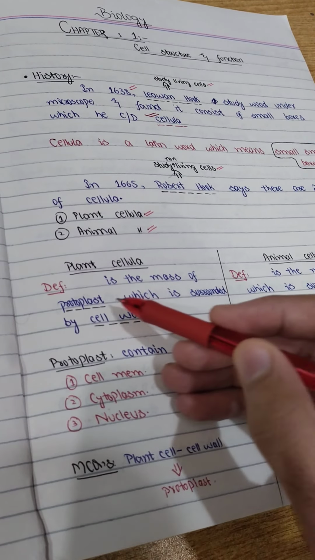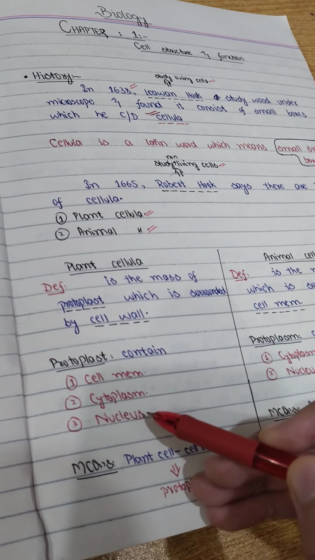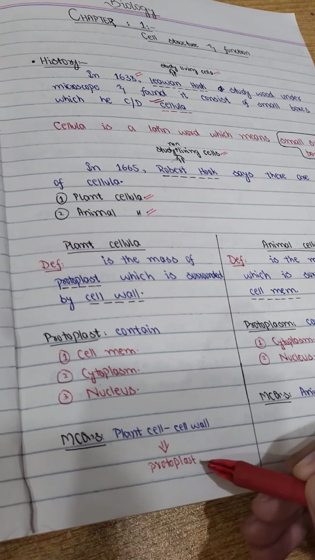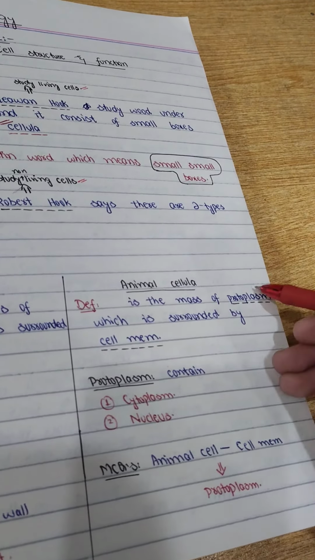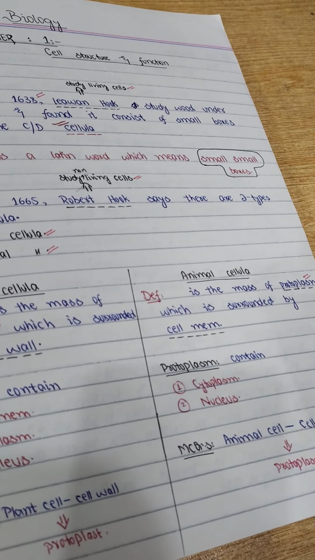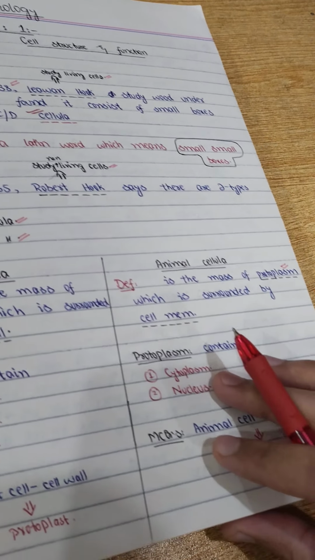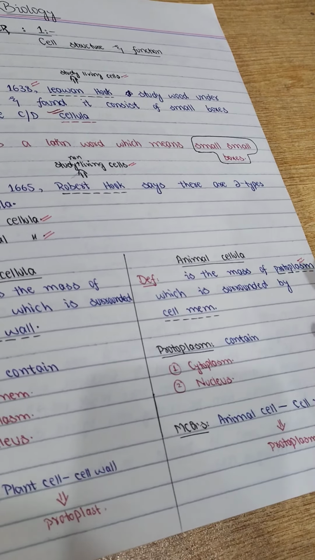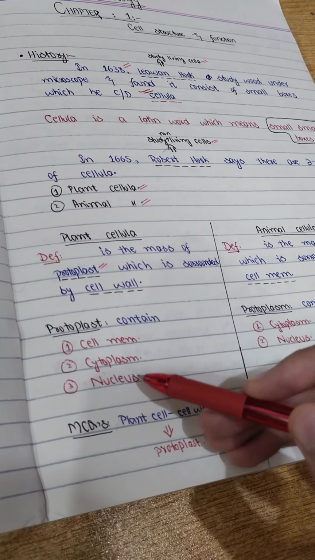Plant cellula is the mass of protoplast which is surrounded by cell wall. Protoplast contains cell membrane, cytoplasm, and nucleus. Plant cell minus cell wall equals protoplast, while animal cell is the mass of protoplasm, which is surrounded by cell membrane, because in animal cell the wall is absent. So protoplasm contains cytoplasm and nucleus. Animals contain protoplasm, while plants contain protoplast. Protoplast contains cell membrane, cytoplasm, and nucleus.